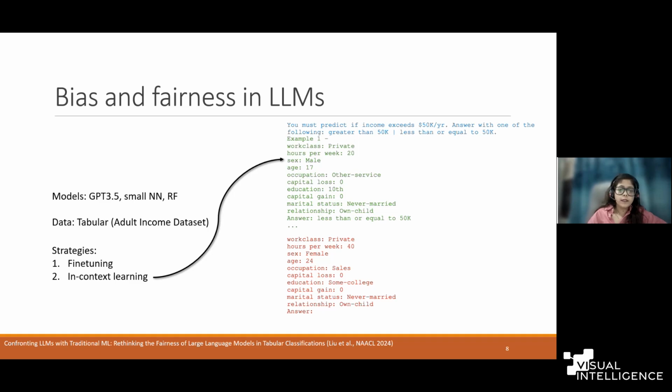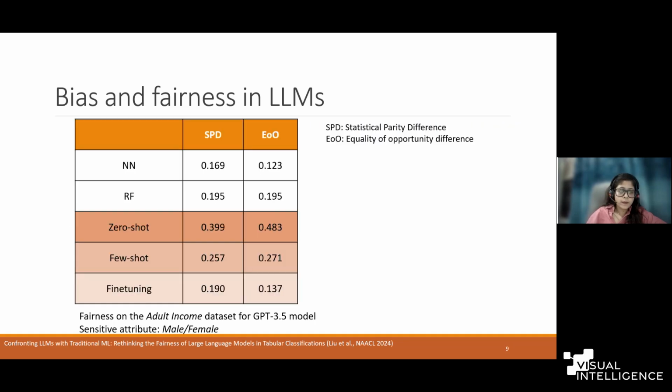So here the model that was tested at that time was GPT 3.5, and it was compared with a small neural network and a small random forest just to see how it performs in terms of fairness. The strategies that were used were simple fine tuning of GPT 3.5 and also in context learning. The example looks something like this: we had the instruction in blue, then an example in green, and then a test case in red.